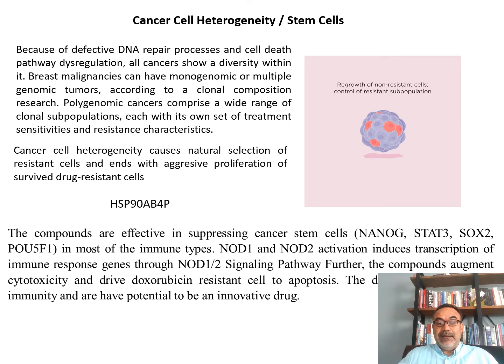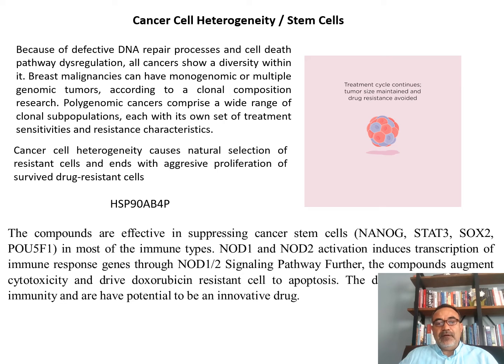We also tested the pseudogenes, and the HSP90AB4 pseudogene is one of them. The compounds are effective not only in decreasing the stem cell population, but also the pseudogene. We trace the stem cell population through 4 genes, Nanog, STAT3, SOX2, and POU5F1, and the expression levels of these 4 genes are decreased for different compounds.